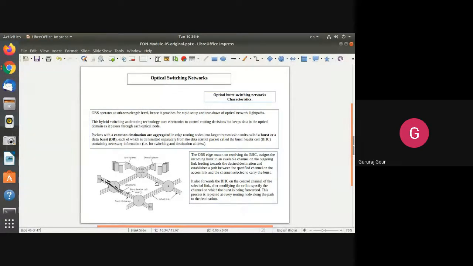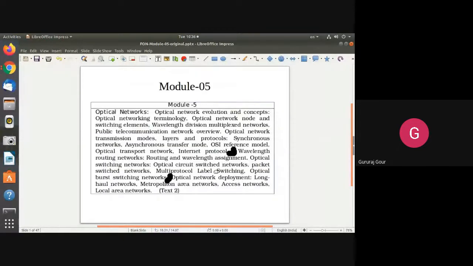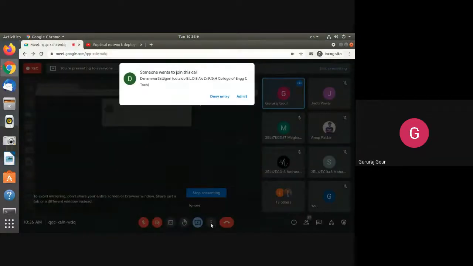So we'll stop today's session. In the next session we'll discuss the deployment of these networks, that is optical network deployment with respect to four different types of networks: long haul networks, metropolitan area networks, MAN, access networks, and LAN.